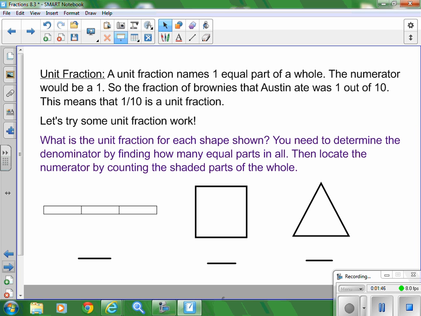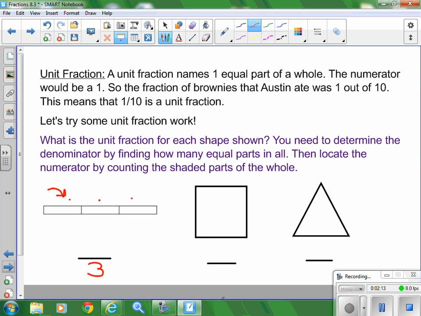What is the unit fraction for each shape shown? You need to determine the denominator by finding how many equal parts in all, then locate the numerator by counting the shaded parts of the whole. So I'm going to do this with you here. On this first shape, we have how many parts in the whole? 1, 2, 3. So you know your denominator is 3. Go ahead, write it so you don't get confused.